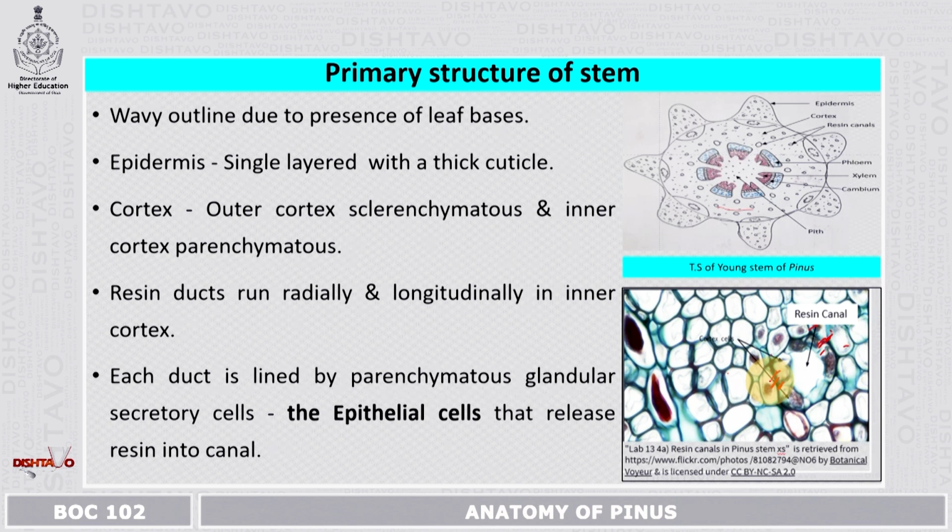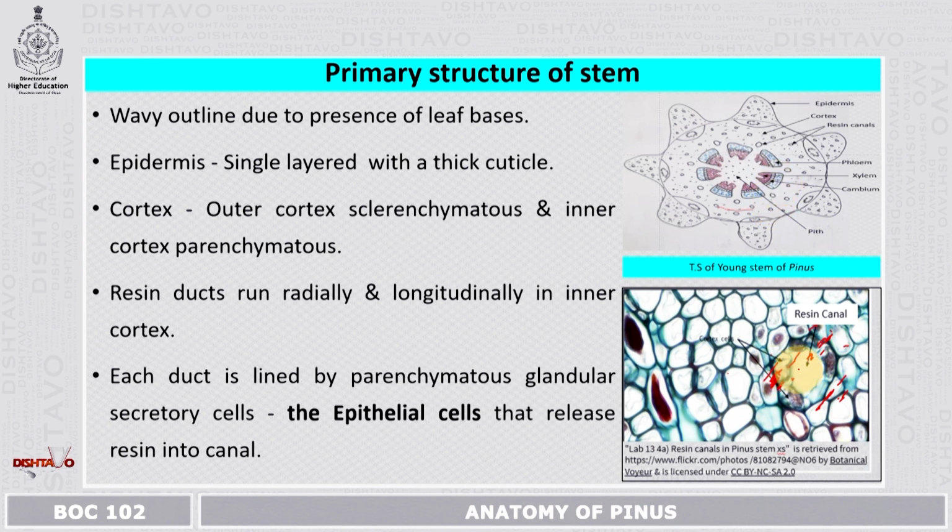So this is in general the cortical region. In this cortical region, you will have the presence of resin ducts. You can see small rounded bodies here. These are nothing but the resin ducts which run radially and longitudinally in the inner cortex. Each duct is lined by parenchymatous glandular secretory cells. These ducts are lined by secretory cells which are going to secrete resin.